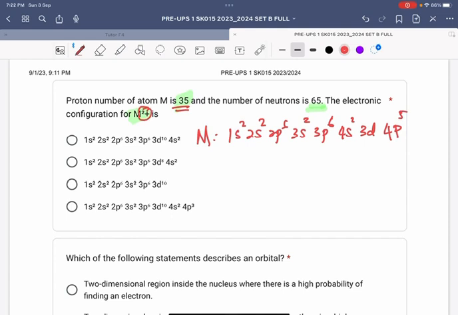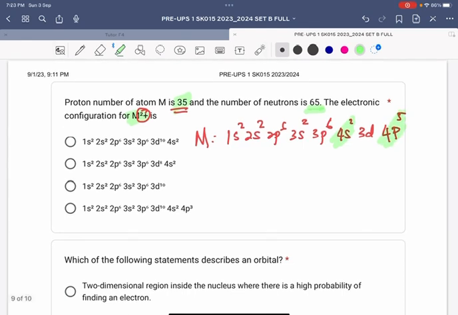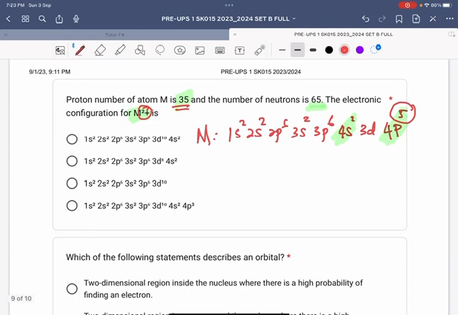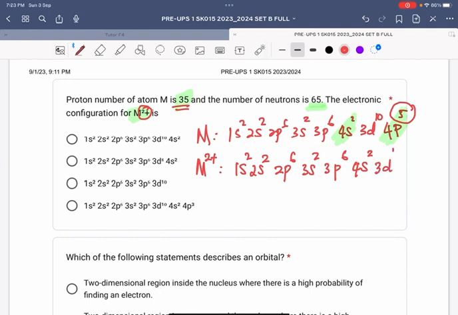So if we want to remove the 2 electrons, we must remove from the outermost shell. The outermost shell starts from 4s2 and 4p5. Of course, when we try to remove the electron, it comes from the p orbital first, because p is the highest energy here. So it will become M2+: 1s2, 2s2, 2p6, 3s2, 3p6, 4s2, sorry, I left out 3d10, 4p3. So the answer is option 4.